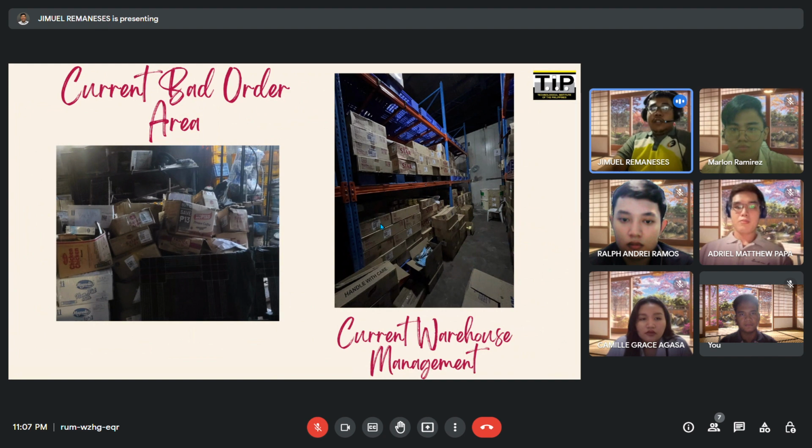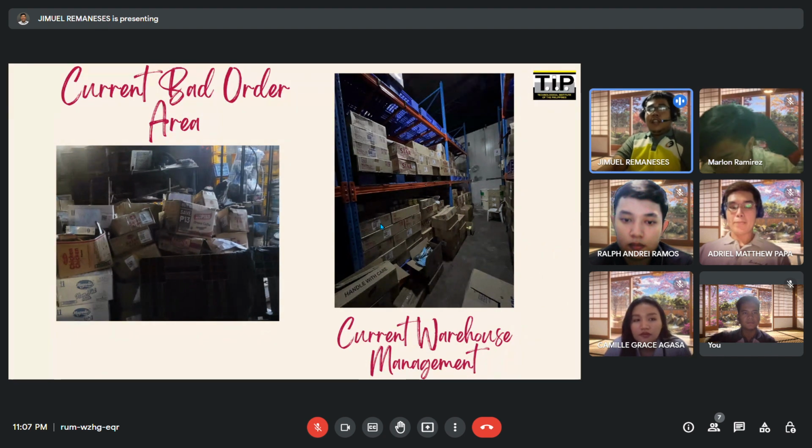And one of the major causes of the bad orders is rat infestation. Due to no proper containment of this bad order area, some of the goods that are exposed, especially the goods that are packed using plastic, can attract pests, generally rats.